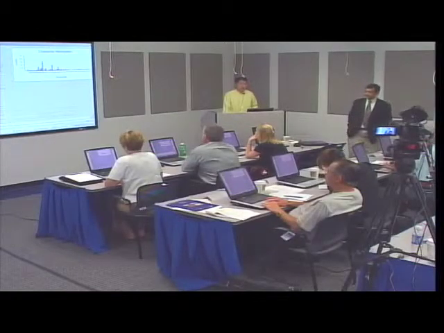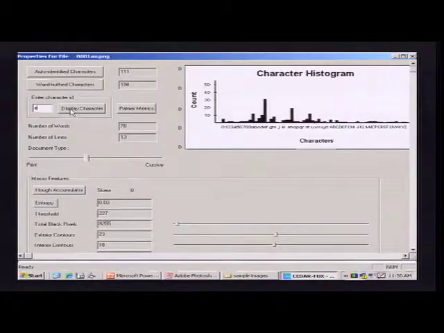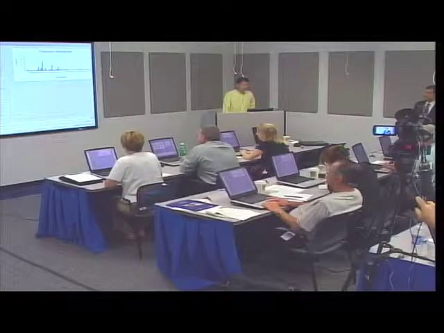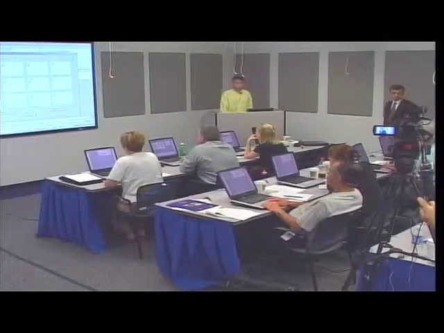Are you with us so far in getting the histogram? Right. Where's the histogram? Document properties. This is the toolbar. If you enter E here and click display character, it'll show all those characters.